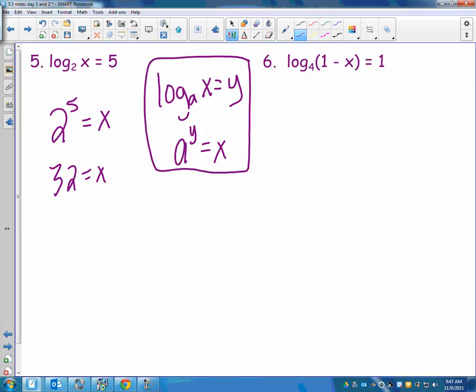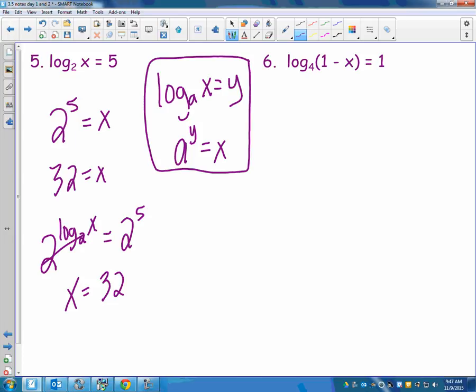But just to show you, just like you can e both sides, you can get rid of a logarithm by doing its inverse as well. The inverse of log base 2 is 2 to the log base 2. So just like you can e both sides, I don't know if this is correct grammar, but we can 2 both sides, because I can write this as 2 to the log base 2 of x equals 2 to the 5th. If you 2 both sides, this cancels out, and I'm just left with 2 to the 5th. So whichever way makes the most sense to you.